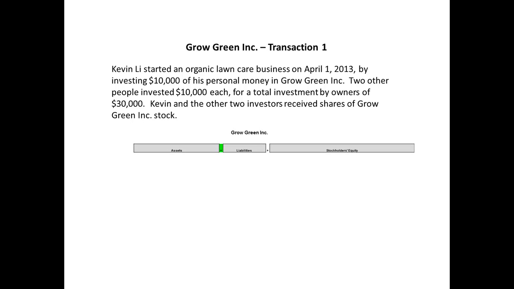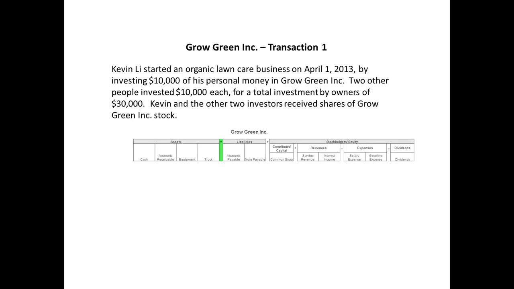Here's how. We'll start with the accounting equation and spread it out so that we can subdivide each of the pieces of the equation into accounts. We've included accounts that a typical lawn care business might use. The things the business might own are cash, accounts receivable, equipment, and a truck. And the business might owe suppliers or the bank. For now, we only have one contributed capital account, common stock. We have two revenue accounts, service revenue and interest income. We have two expense accounts, salary expense and gasoline expense. And we have one dividend account called simply dividends.